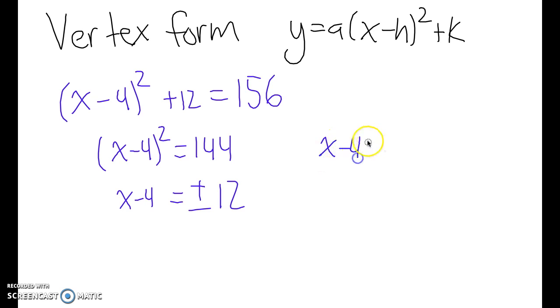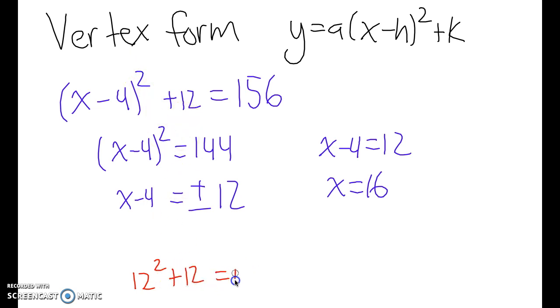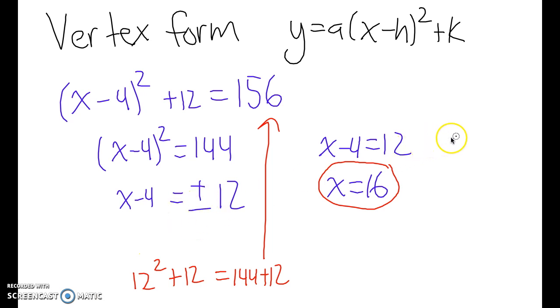If x minus 4 is equal to positive 12, well then obviously x equals 16, and we can see what happens. This becomes 16 minus 4, which is just 12, squared plus 12. And so what I'd really have is 144 plus 12, or 156. So we can see that if x minus 4 equals positive 12, the answer x equals 16 will work in my original equation. Now, let's say that I took the negative root here.